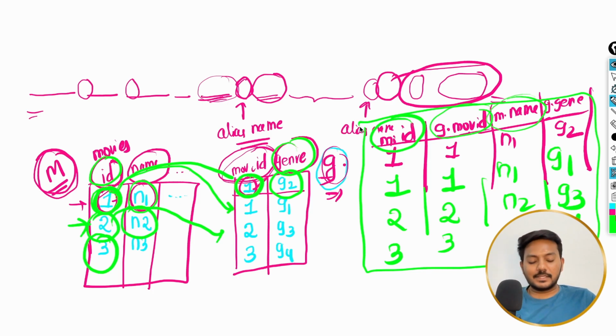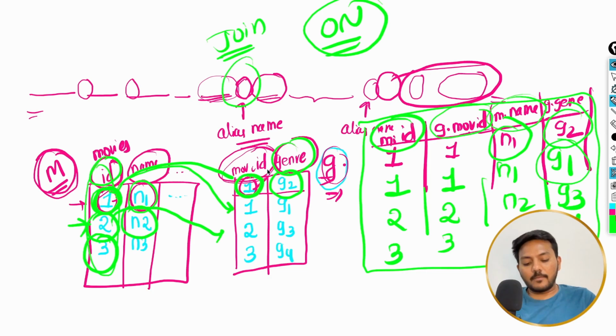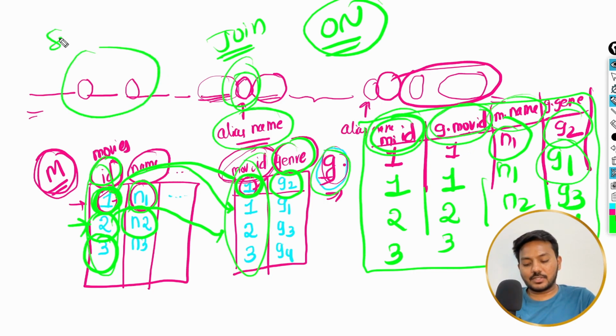By looking at this table, I can say movie of name n1 is of genre g2, and it also belongs to genre g1. So that is where join will help you, and we need to always pass this on parameter on which columns we want to do a join on. And whenever you are using alias names, then you have to assign the alias names during your select statement.